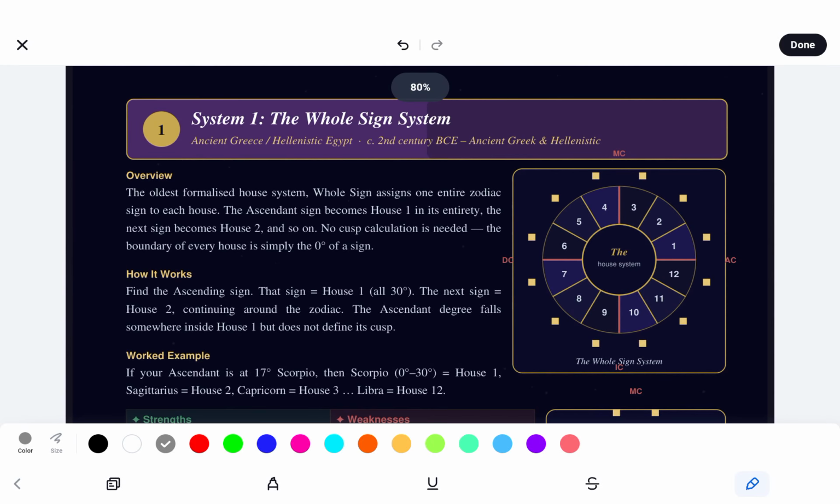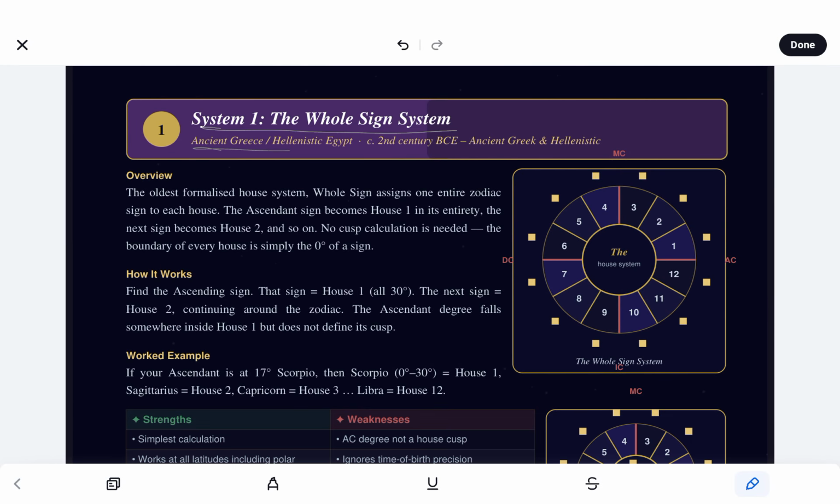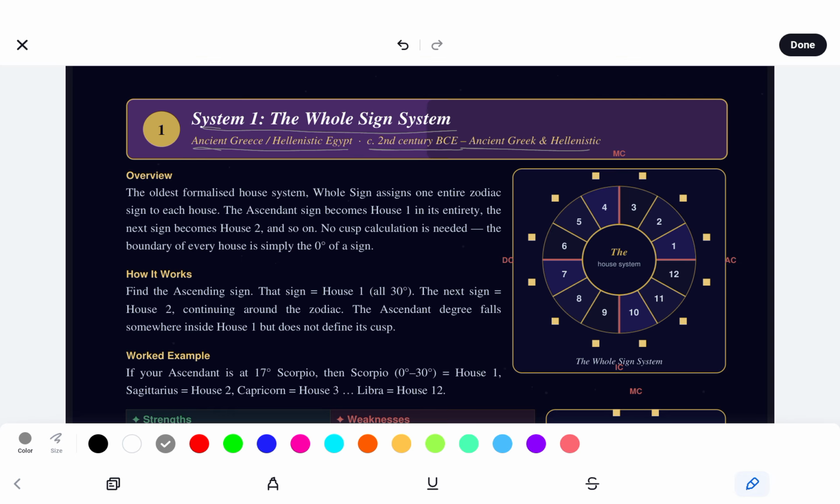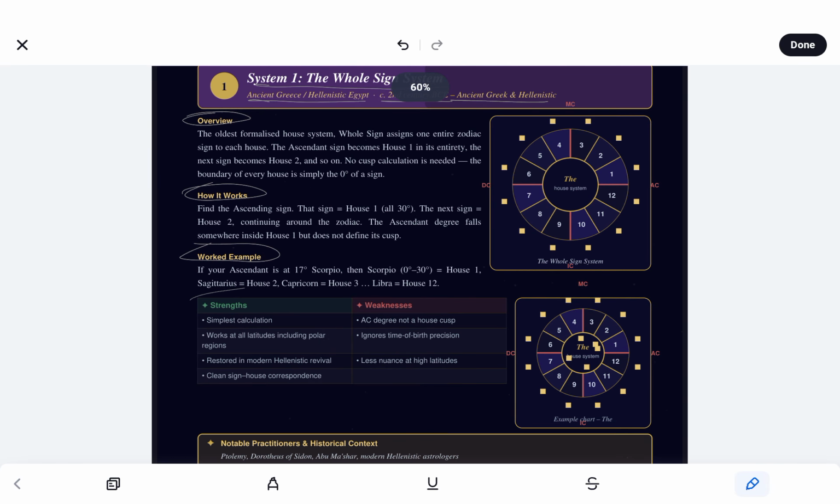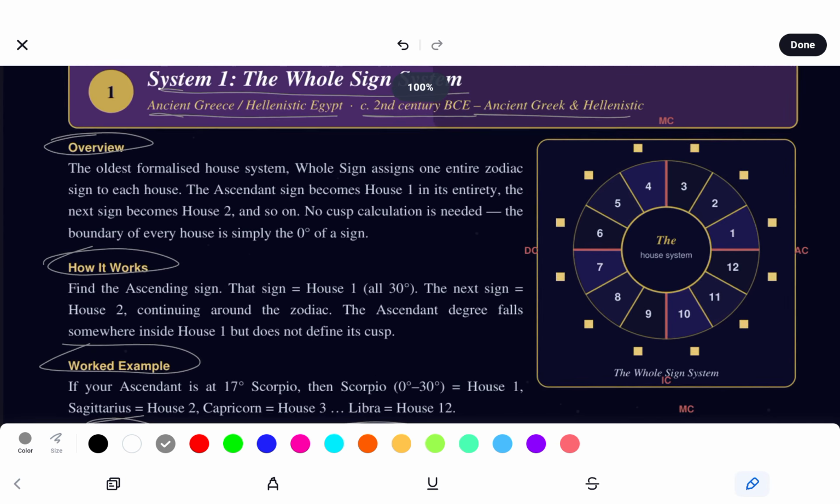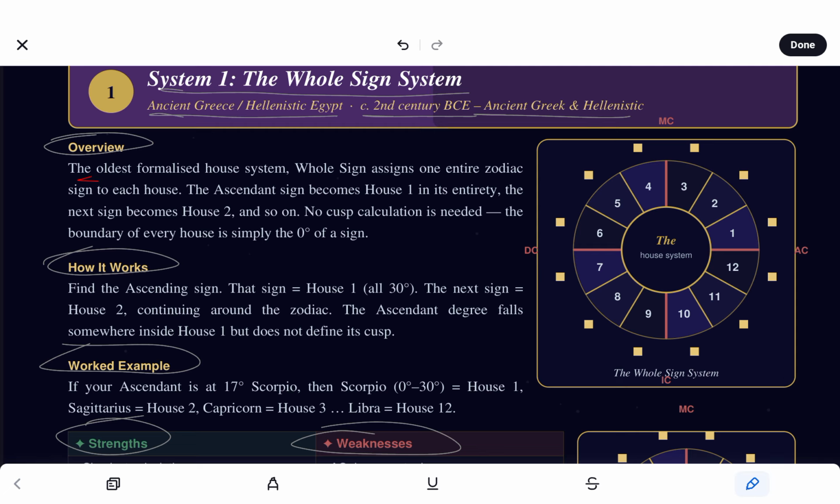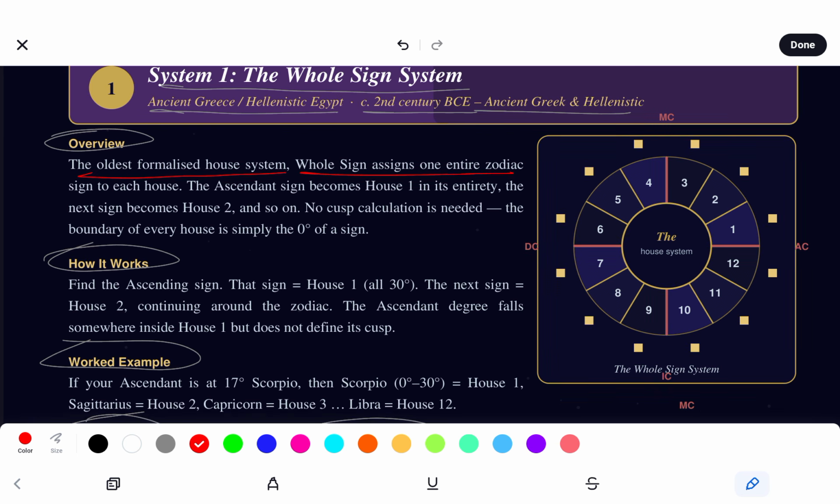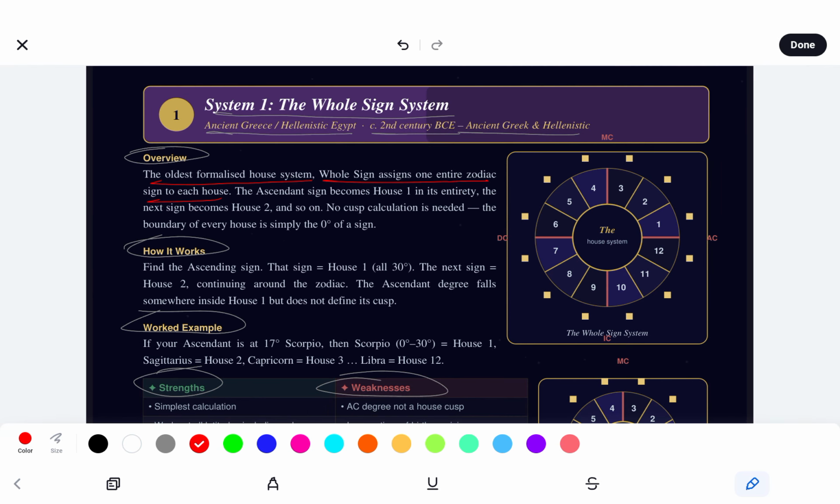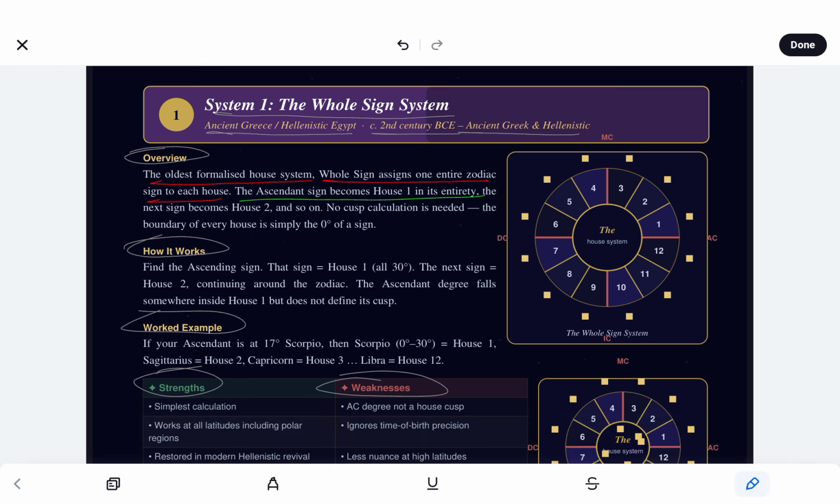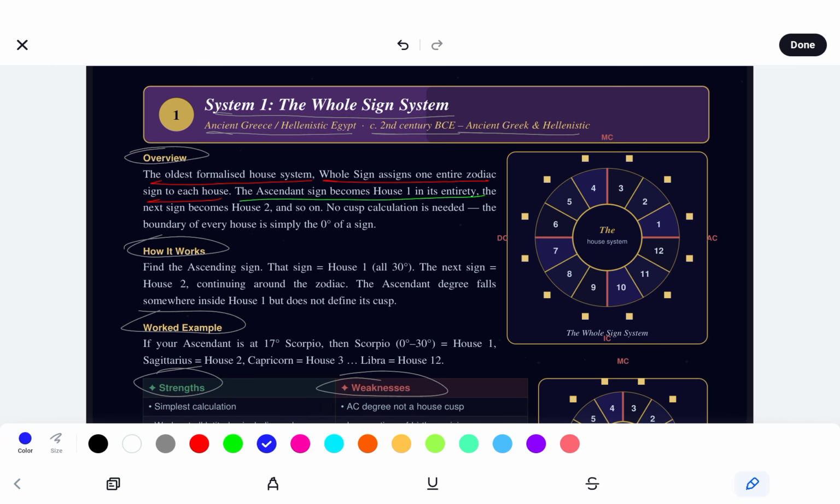So the first system is the whole sign system, ancient Greece, Hellenistic Egypt, 2nd century BCE, through ancient Greek and Hellenistic. Here is how the whole sign system looks. And we have the overview, how it works, worked example, as well as its strengths and weaknesses. So we see the oldest formalized house system, whole sign, assigns one entire zodiac sign to each house. The Ascendant sign becomes house 1 in its entirety, the next sign becomes house 2, and so on.